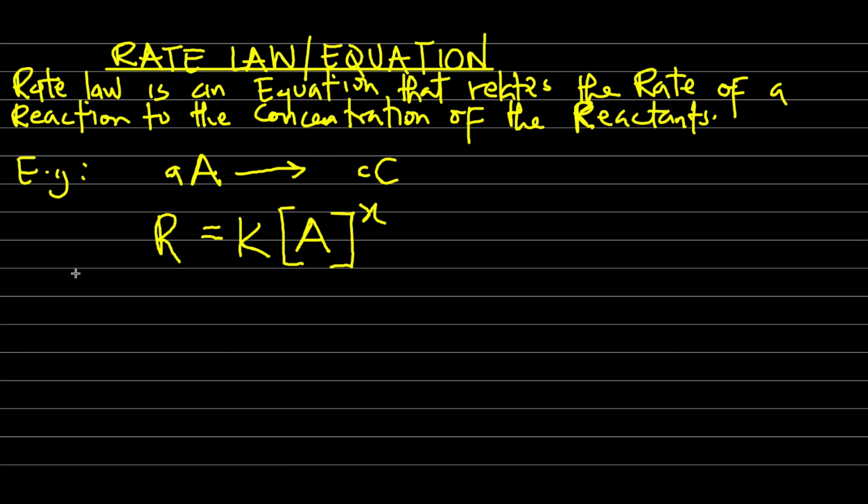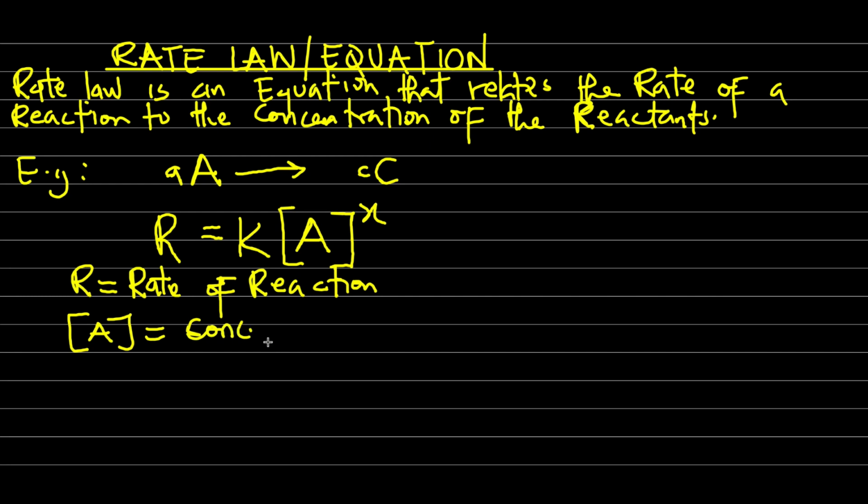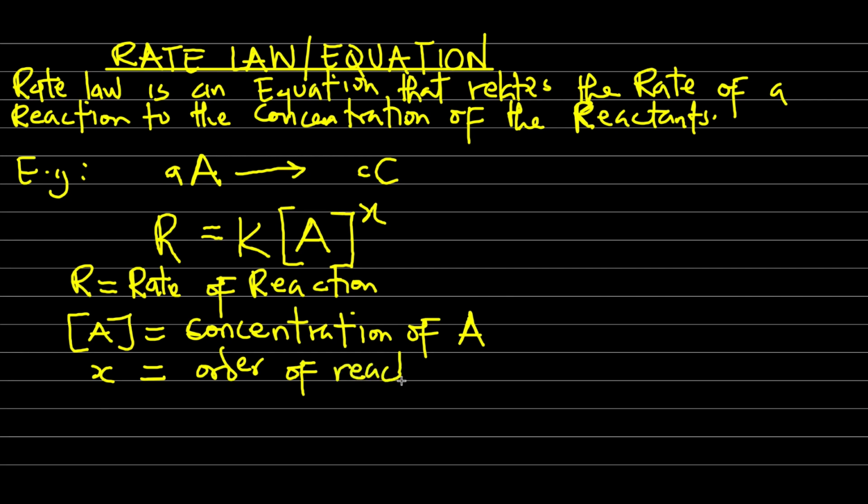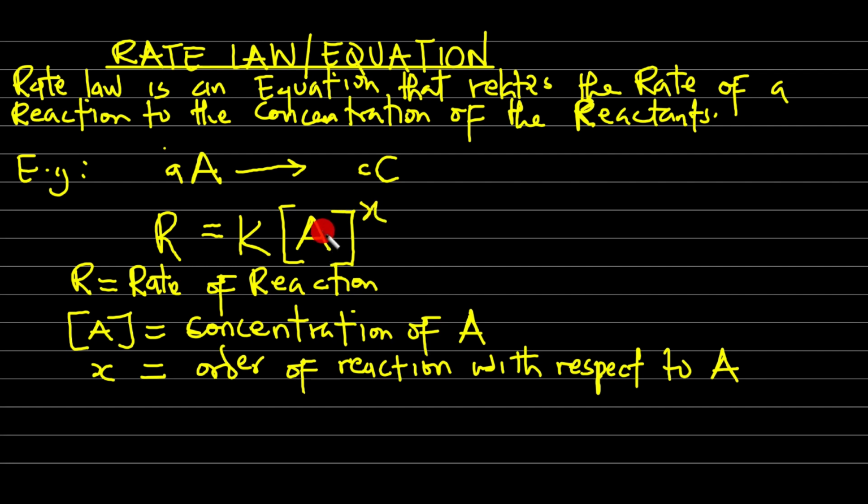So we have R is rate of reaction. This becomes concentration of A, where x becomes order of reaction with respect to A. Now this x is order of reaction with respect to A. And since it's order of reaction with respect to this A, the x can also be equal to the overall order of the reaction.